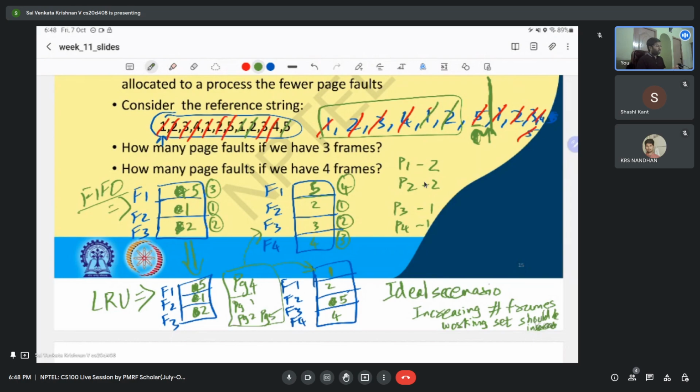So FIFO is more about when they came in, it follows that approach, which is wrong, whereas the LRU policy is more about how much we have used that page, and how we had used it to find out that victim page.